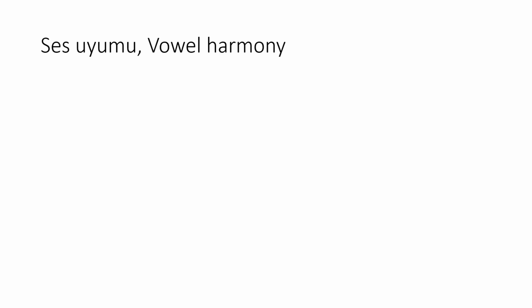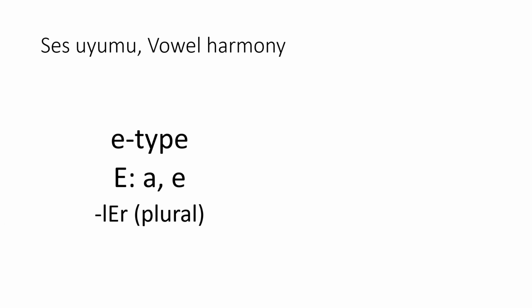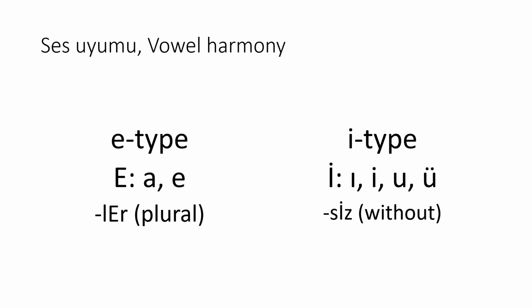There are two categories of vowel harmony in Turkish. The first type, which is divided in A and E, and one of the suffixes that uses this type is the suffix of the plural, ler. The second type is divided in U, I, Ü, Ü. And one of the suffixes that uses this type is the suffix that we use to create the meaning of without, siz.